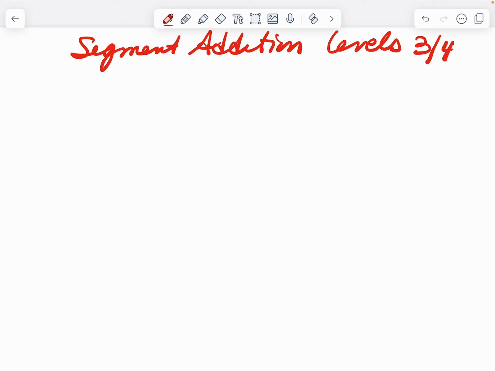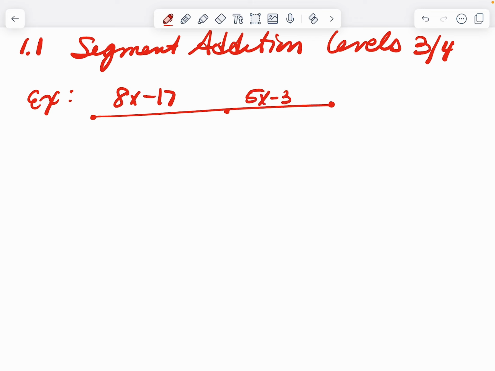1.1 segment addition, levels 3 and 4. So this is 1.1. You just need a piece of paper to write this down. There isn't a pre-printed sheet for this. So our first example is 8x minus 17 on a segment that looks like this, and 5x minus 3, where this is E, F, and G. If EG is 71, find x.